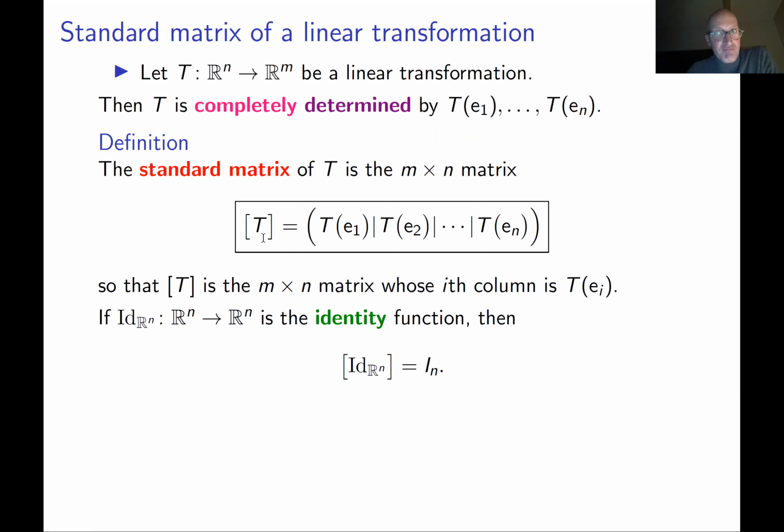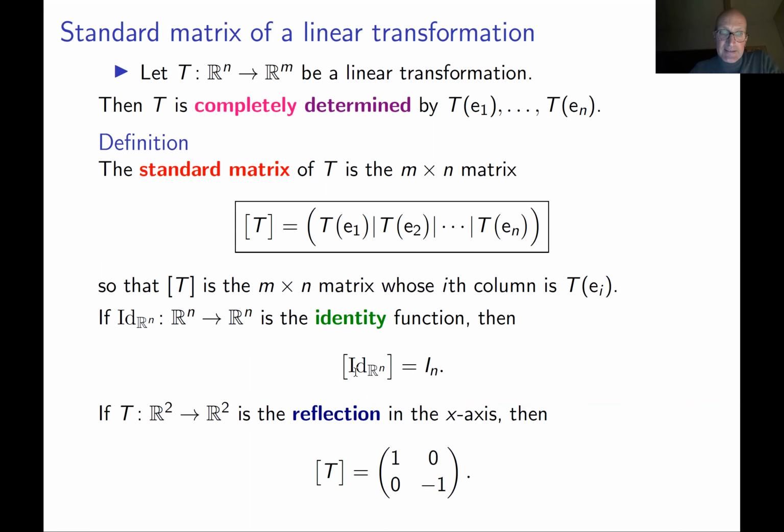One example, the simplest possible: you take the identity function. We already know it's a linear transformation. What is its standard matrix? Of course, one can guess this should be the identity matrix. And this follows immediately from this definition. In this case, T of E1 is just E1, T of E2 is just E2, T of En is En. So you put in the columns of this matrix E1, E2 up to En, and then this is the identity matrix.